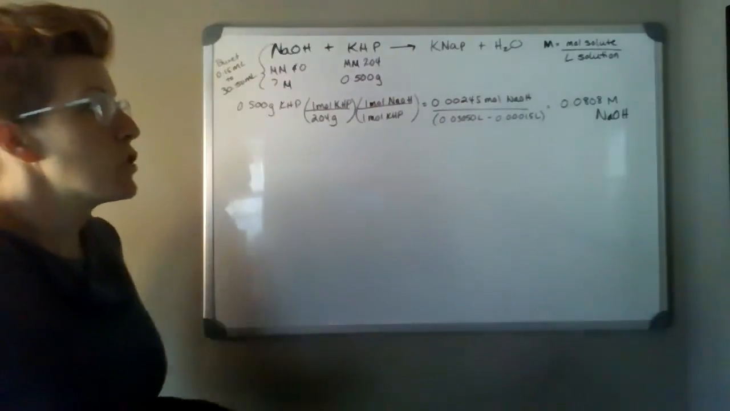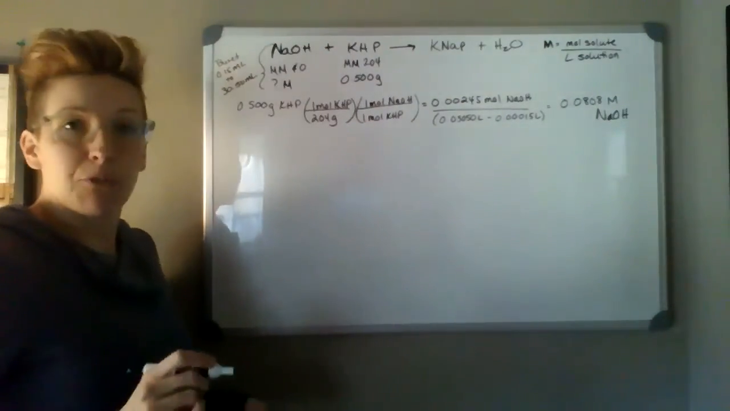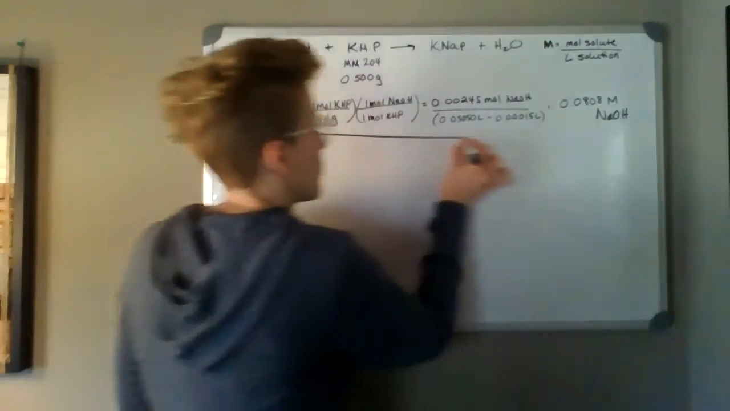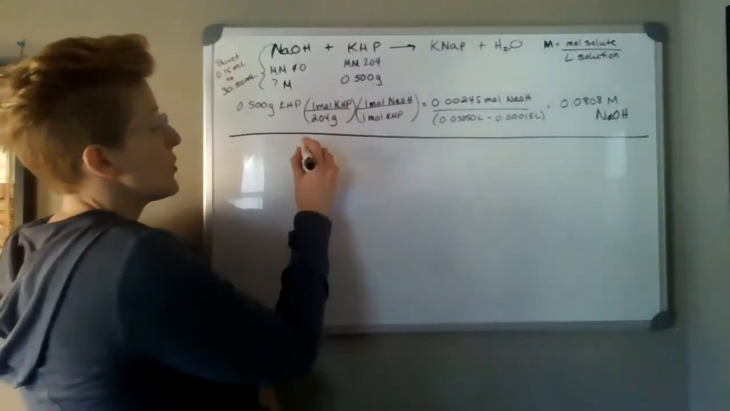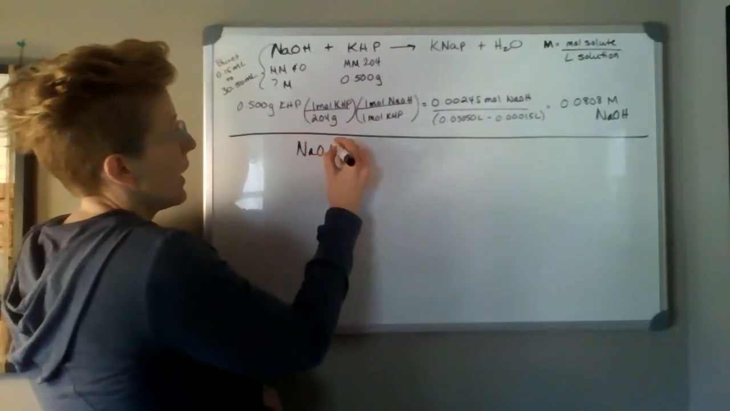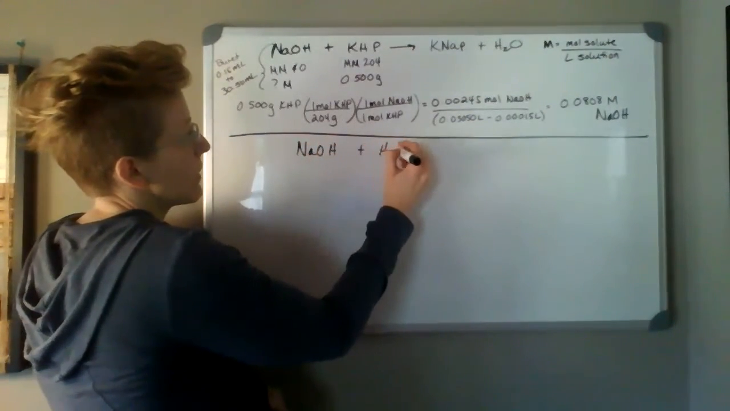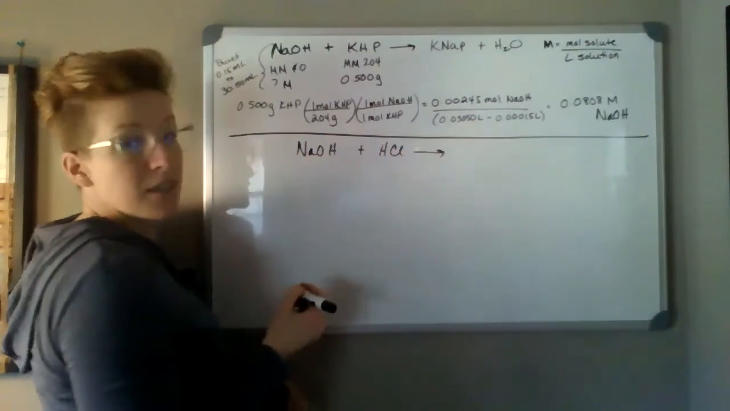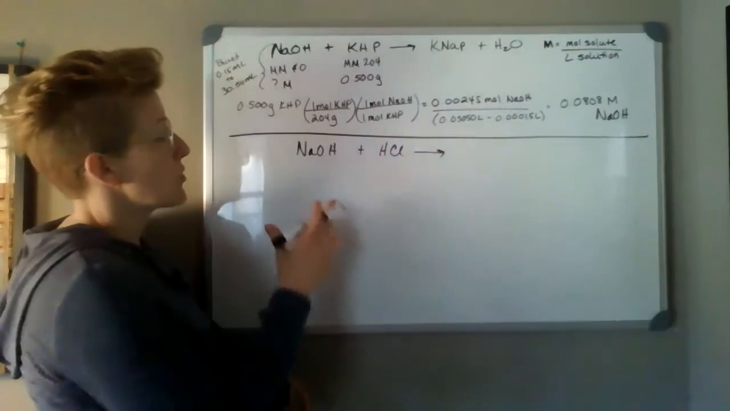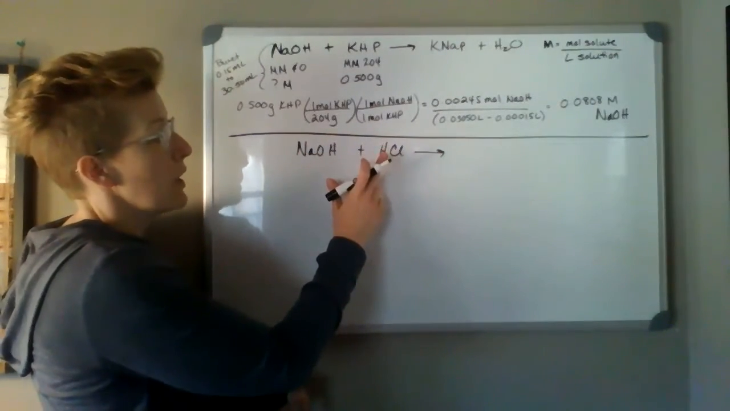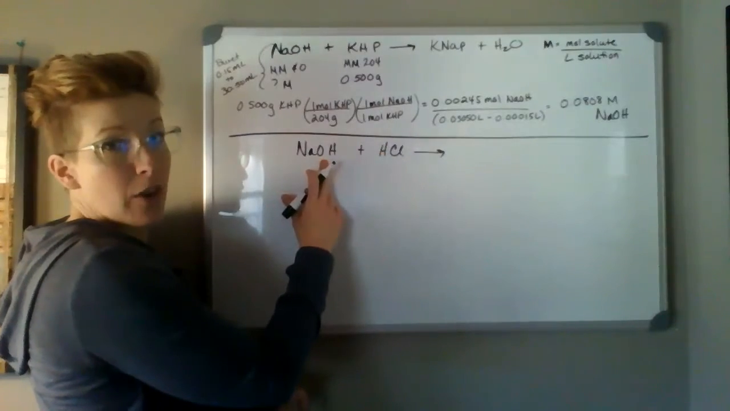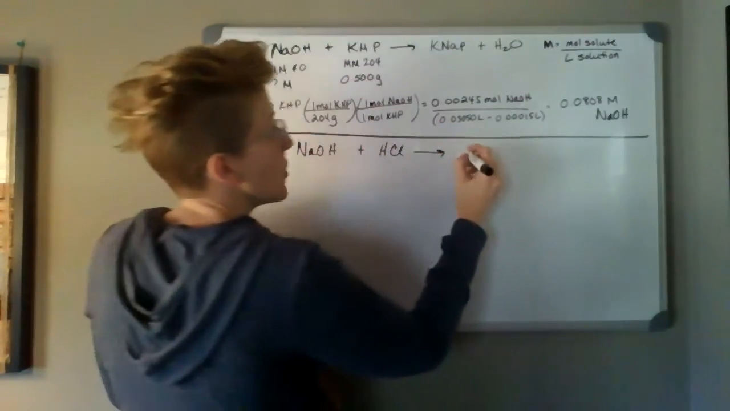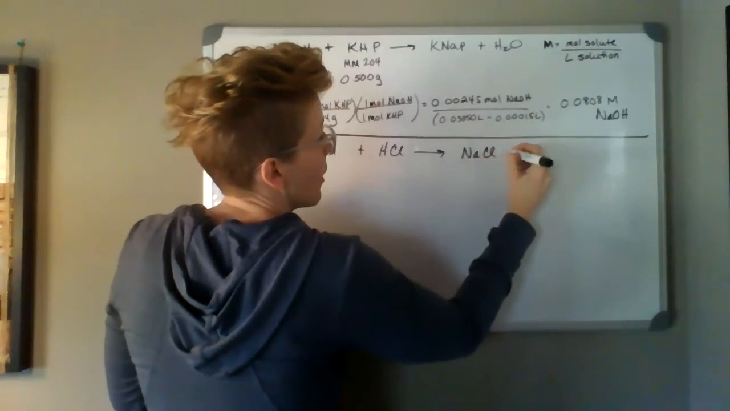Now, let me show you a different way, and the way that I prefer to do these. Let's do sodium hydroxide and hydrochloric acid, okay? That's a very common one, okay? This is a double replacement acid-base neutralization. Your sodium is gonna get with your chlorine, and your hydrogen and your OH, your HOH is gonna be water, right? So you have NaCl plus H2O.